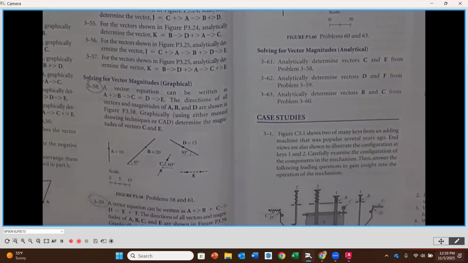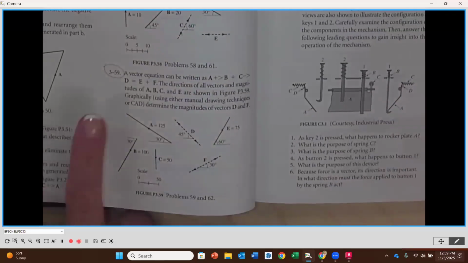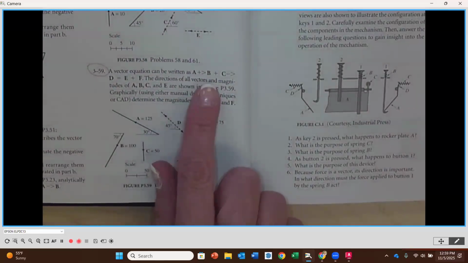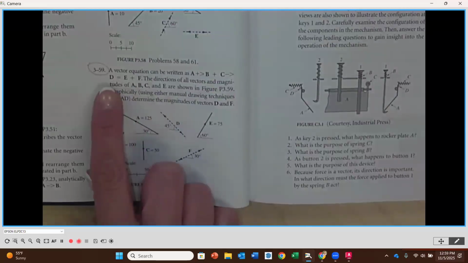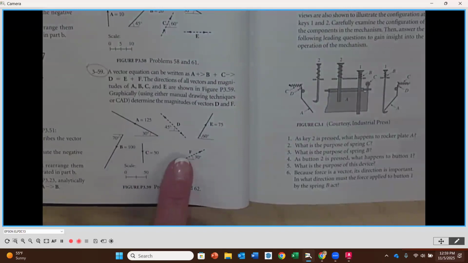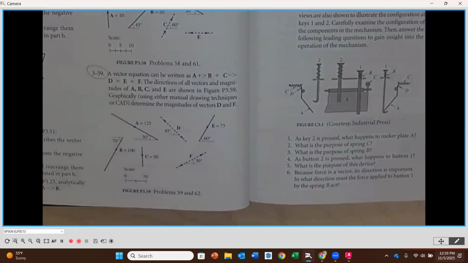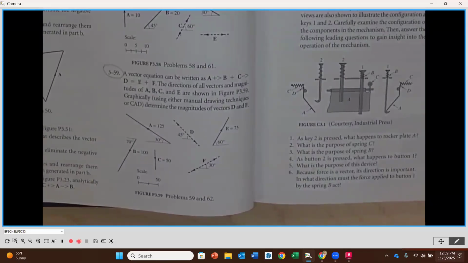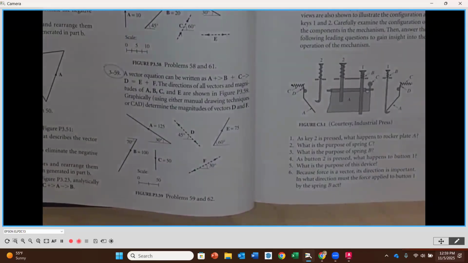Okay. And then we have our last one, 59. Here's your equation: A plus B plus C minus D is equal to E plus F. Our unknowns are D and F. Okay. And I'll let you guys deal with that one however you want. But remember, your final answer has to be the positives of the magnitude and direction of D and F.